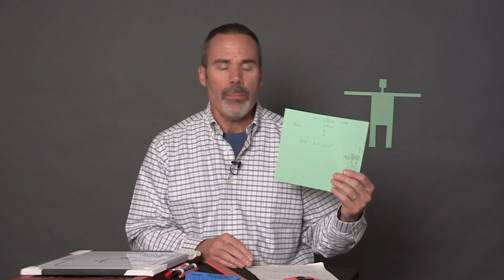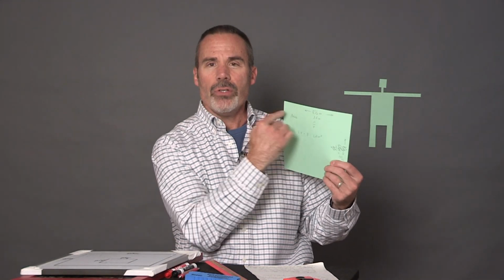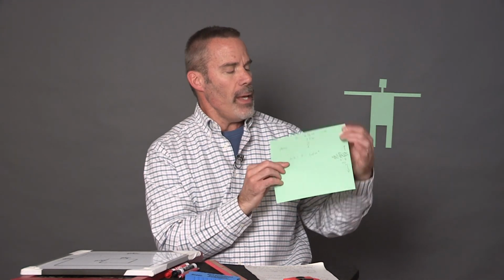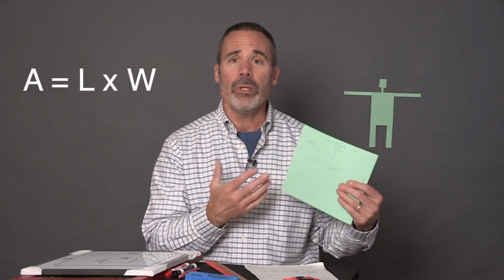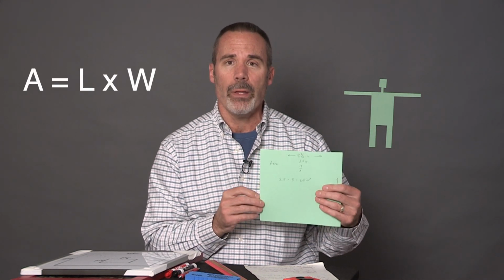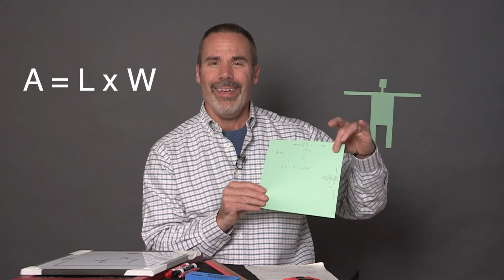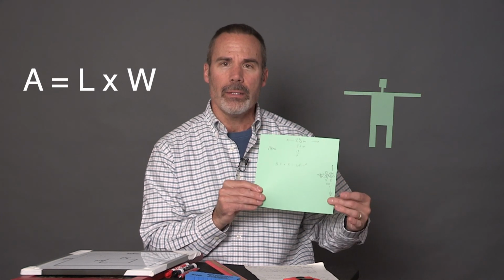Example number one, find the area of this object. As I said, I've already measured this object, and it measures 8.5 inches this way and 8 inches this way. The formula for area is length times width. So we want to multiply 8.5 times 8.